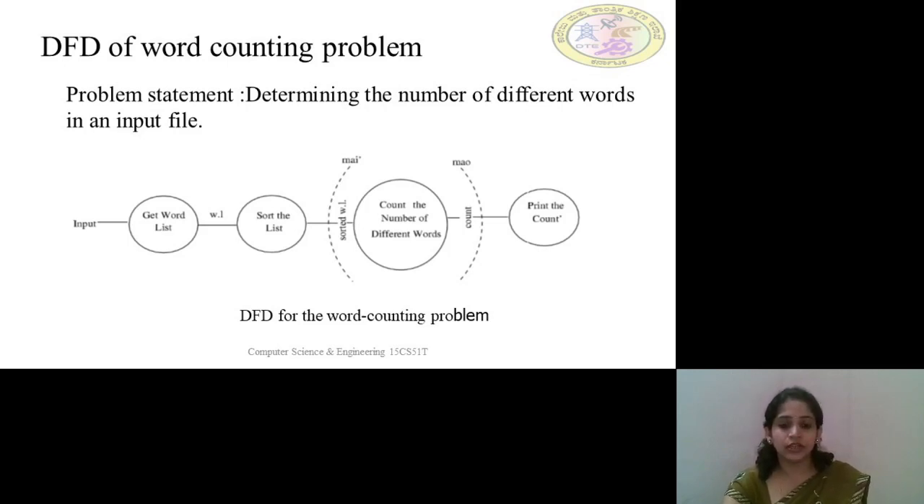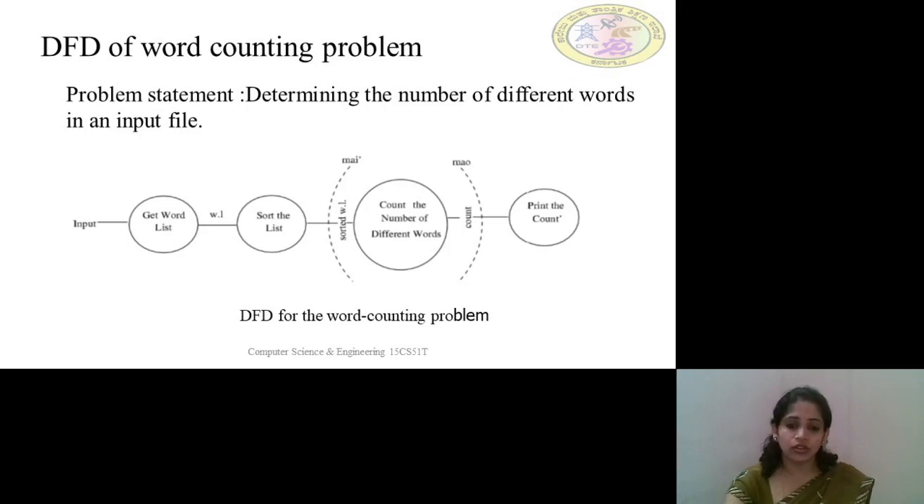That is fed into the central transform called count the number of different words, where it counts the different words, and then we print the count. This is the most abstract output, I can say, because after this step it is no longer required. That is why we call it an abstract output. So in this DFD of the word counting problem, the sorted list is the most abstract input, and the count is the most abstract output.